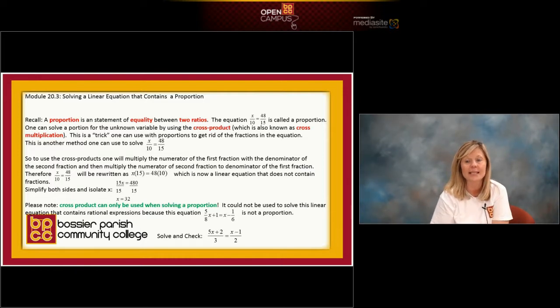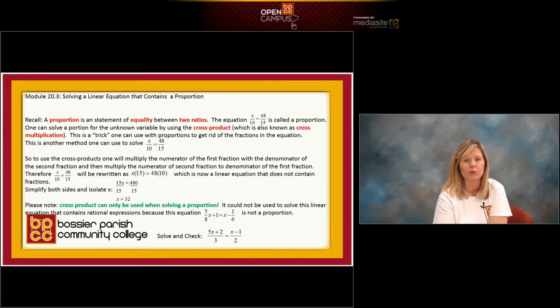It is an equation, it has an equal sign. It is linear, it's x to the first power, which means we're going to get one solution. It is rational because it has fractions in it. But because it's one fraction on the left and one fraction on the right and they equal each other, we call this a proportion. Now I showed you in the previous module, to get rid of the fractions, you would use the LCD. But because this equation is so unique, it is called a proportion, there's another way to solve it to get rid of the fractions.